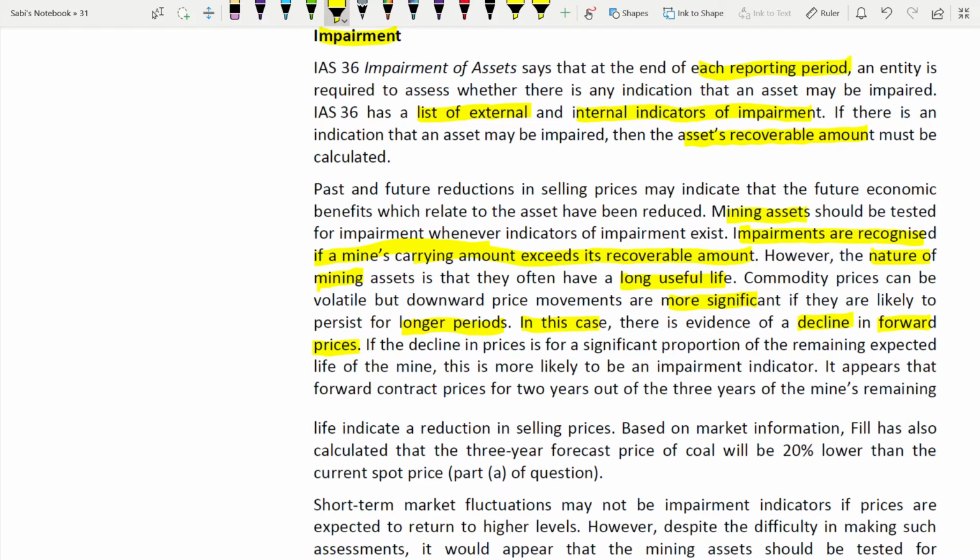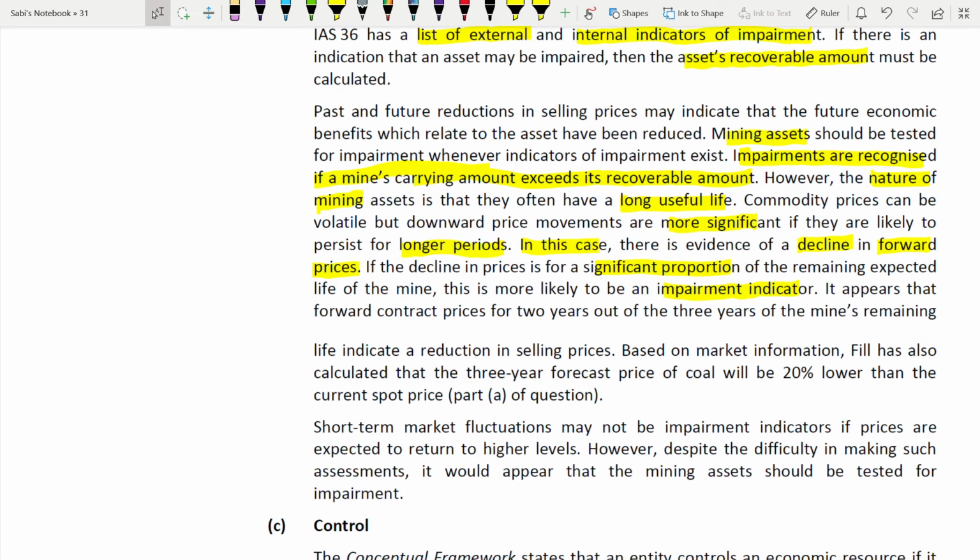Okay, there is evidence. You have evidence of decline in forward prices. They told us that if the decline in prices is for a significant proportion of the remaining expected life of the mine, that means if the mine is for 50 years and, out of those 50 years, let's say 40 or 45 years the prices are declining, then it's an impairment, because they told us a significant proportion of the remaining expected life of the mine. This is more likely to be an impairment indicator.